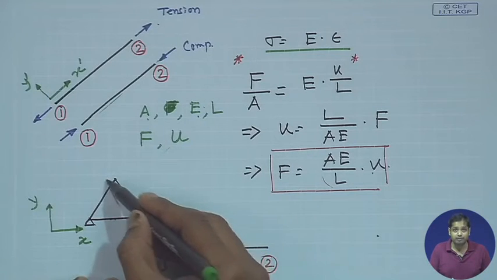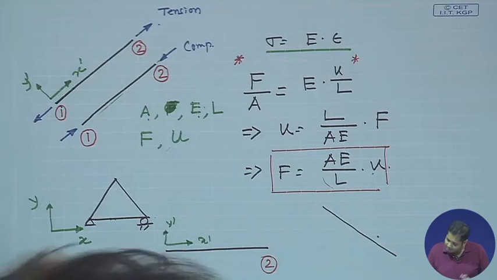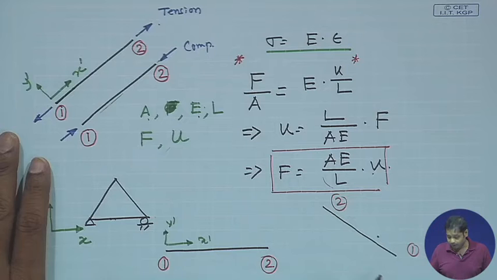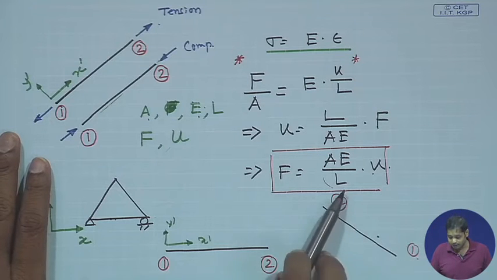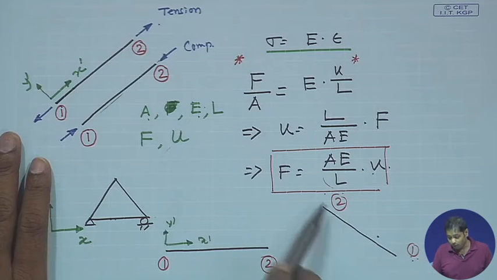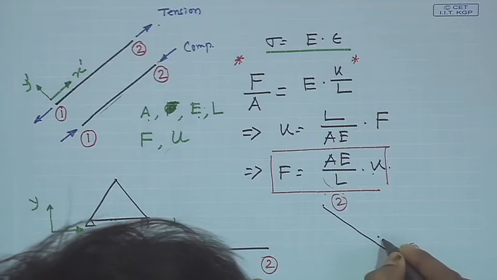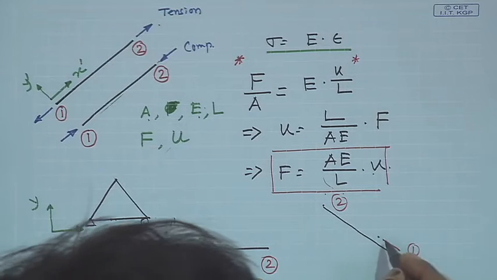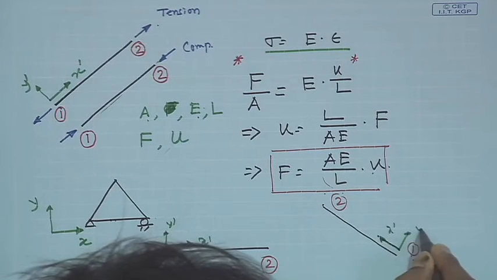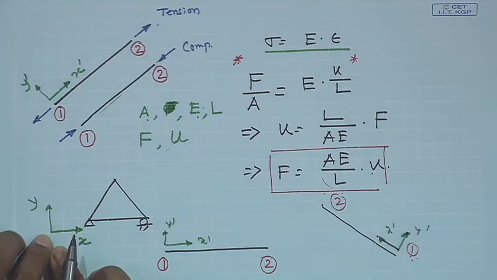Similarly, for this member, the member is oriented like this, and suppose this is 1 and this is 2. There is nothing that says you have to always take this as 1 and this as 2; you can take this as 1, this as 2 as well. In that case, your local coordinate system origin will become here. Okay. So this becomes your local coordinate system, this is x dash and this is y dash. These become local coordinate systems, but the global coordinate system always remains the same.